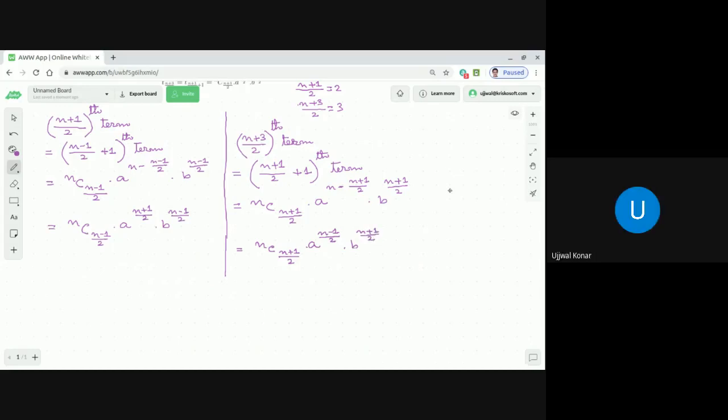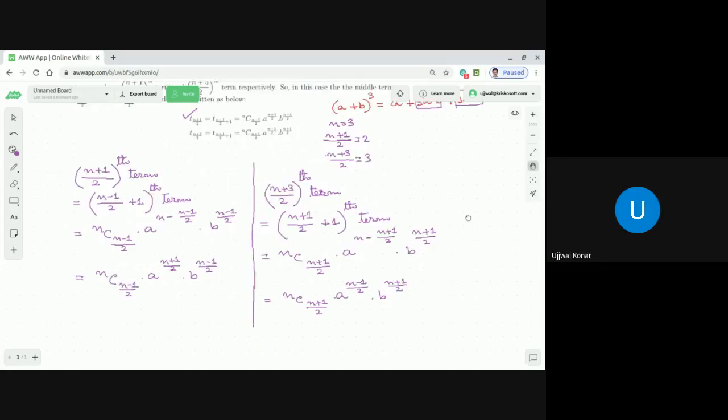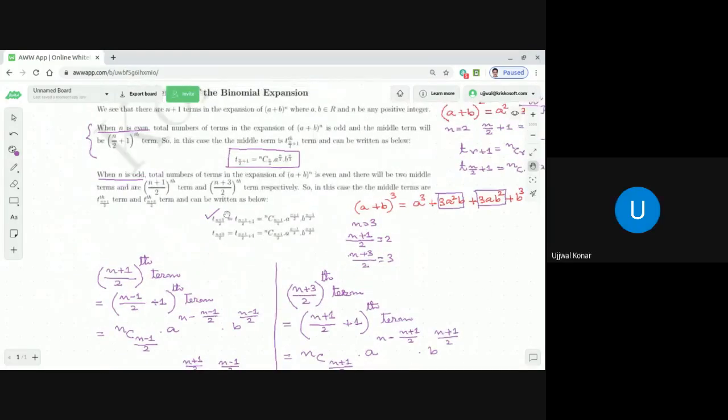I hope things are clear now. And these two are actually given as a formula, if you look into it here. There are a lot of questions that come from here, directly or indirectly. Indirectly means there are a lot of cases where you need to find the middle terms. So is everything clear? Let me just repeat once and then we'll start solving some problems together.